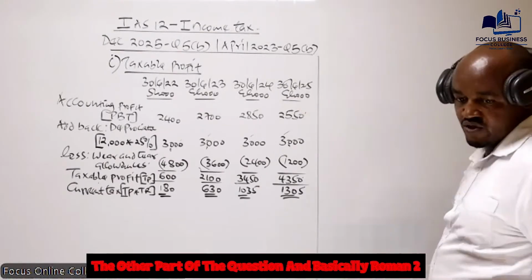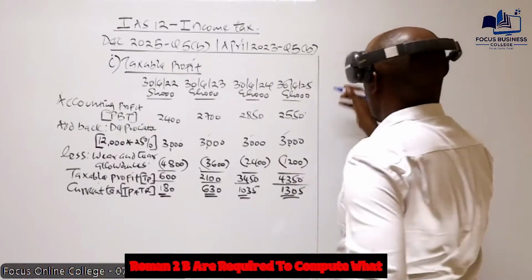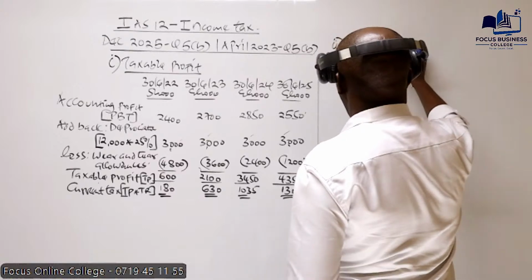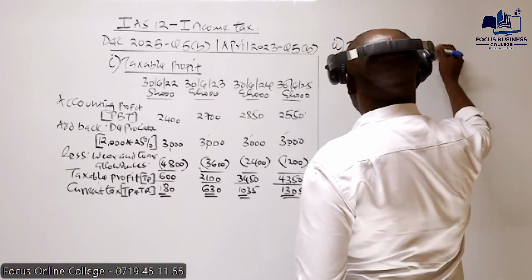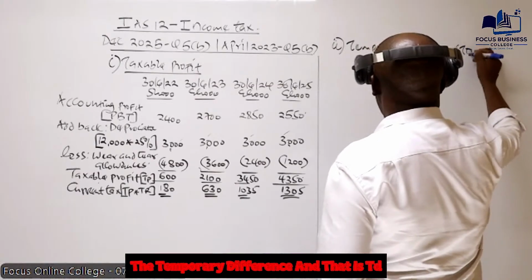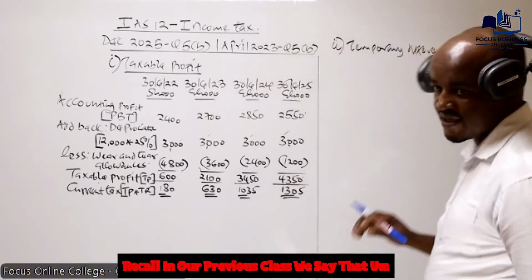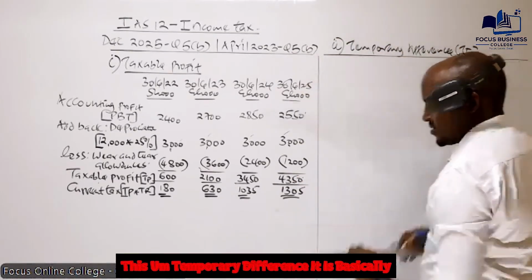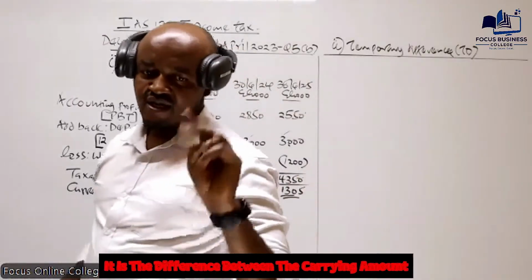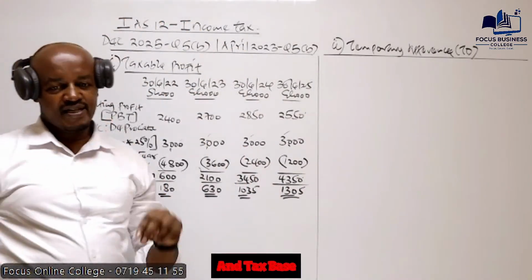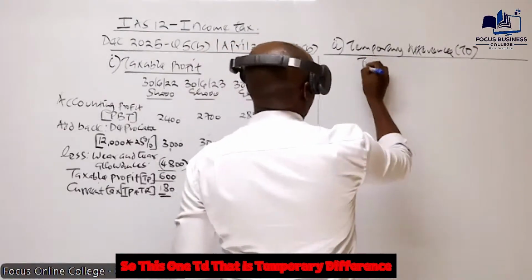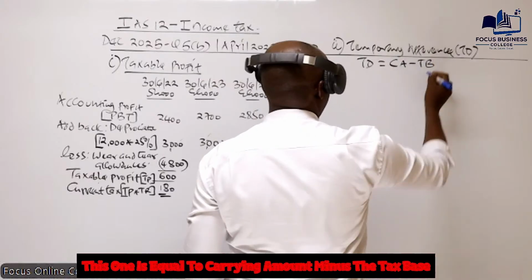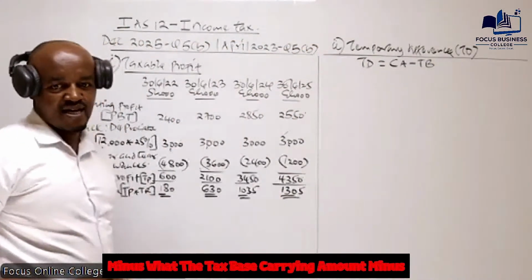The other part of the question, Roman 2. In Roman 2, we are required to compute the temporary difference, that is TD. Recall, in our previous class, we said that this temporary difference is basically the difference between the carrying amount and the tax base. So TD, the temporary difference, is equal to carrying amount minus the tax base.